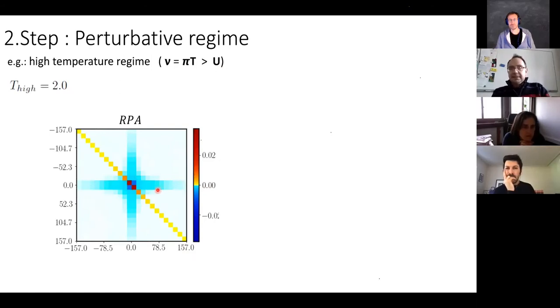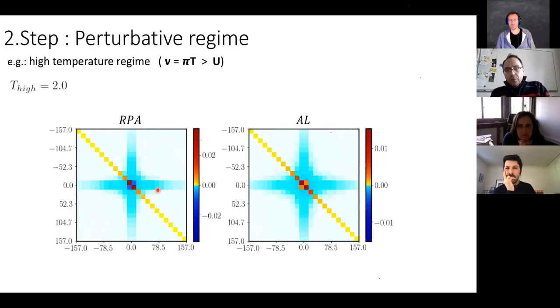And for this regime, if you look at the atomic limit, you see essentially the same. This is not surprising because in the perturbative regime, even the exact solution of the Anderson-Cumming model coincides with this situation.